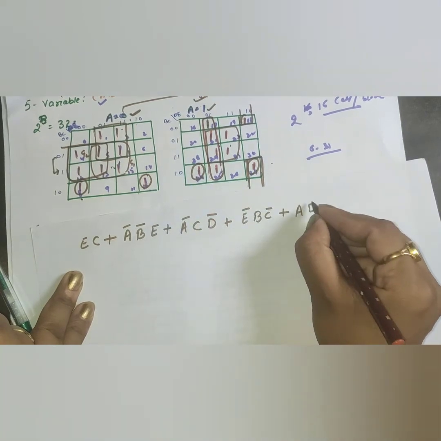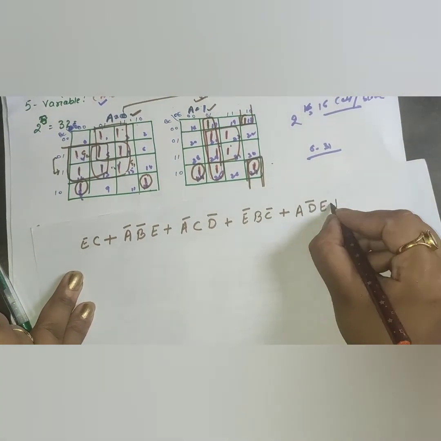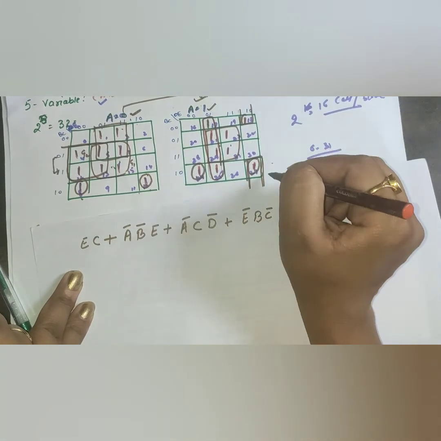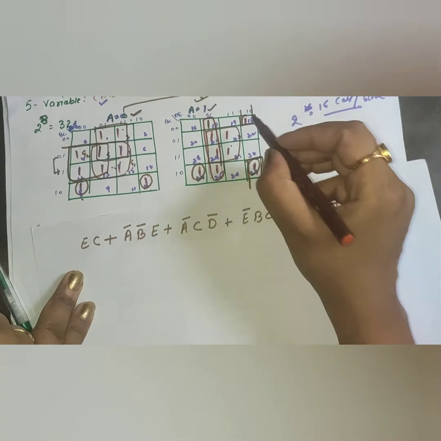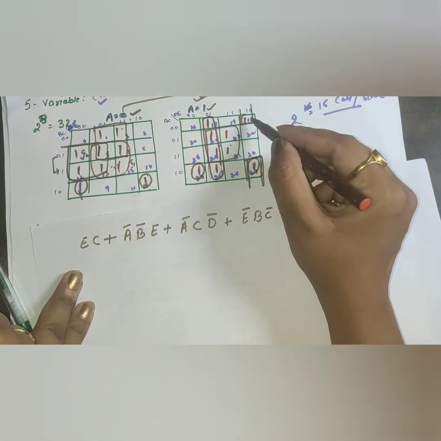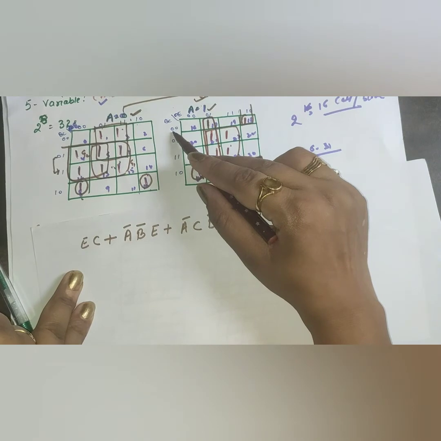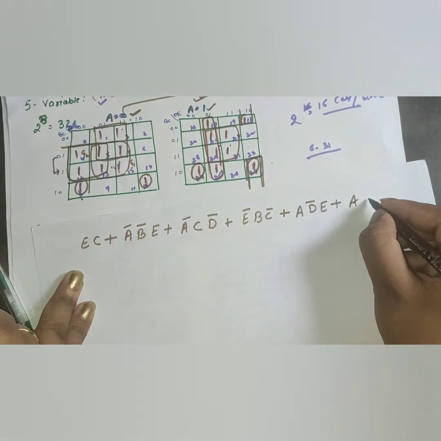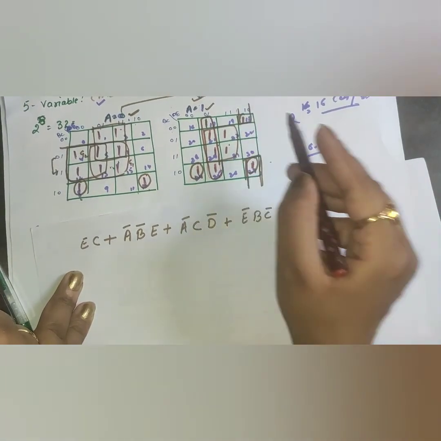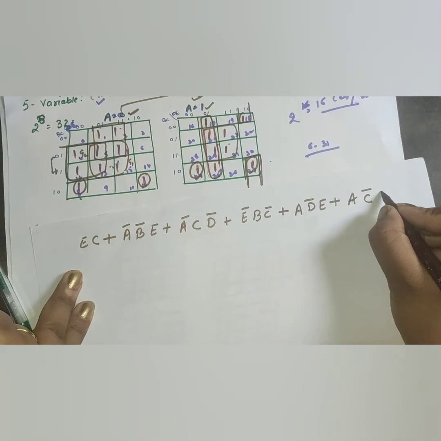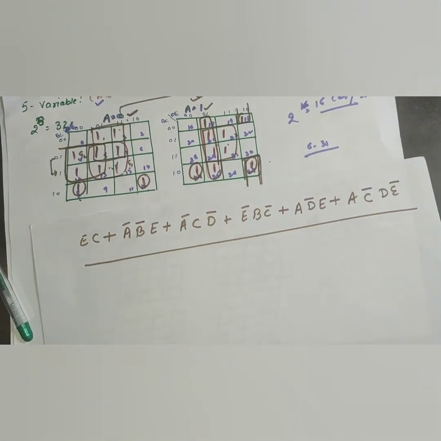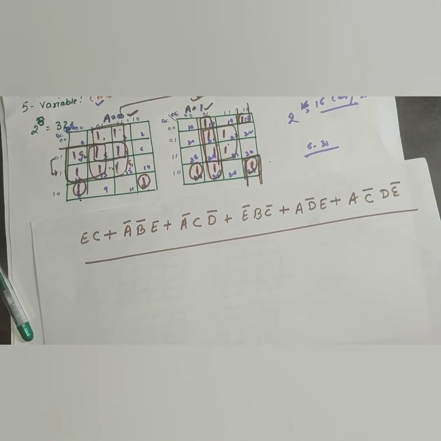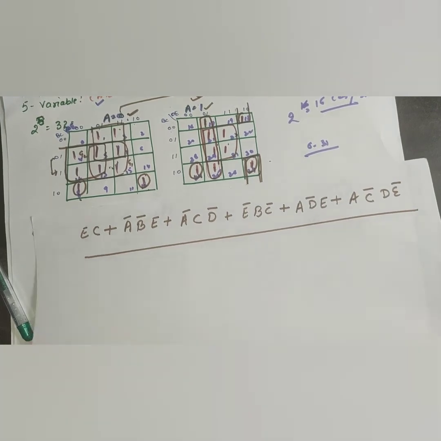D bar E. Plus from this to this, A is there because A is present in this block. Now from this to this, vertical position, B is going 0 to 1, so only C bar is there. Now from this to this, D and E bar. This is our answer. So it reduces our algebraic function. So this is how we can group our K-map.